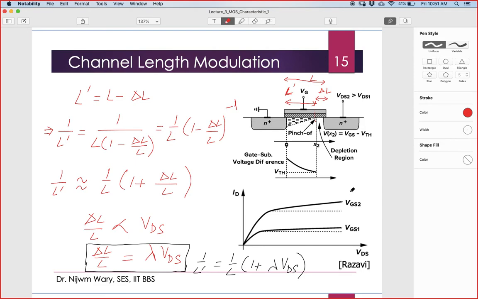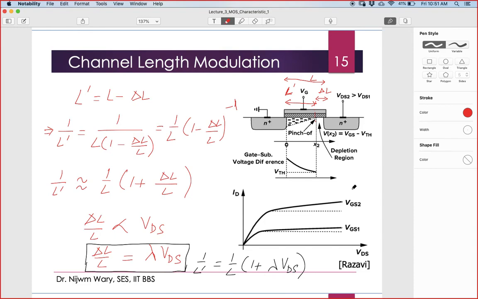Sir, first we have created the channel by applying VGS greater than VTH to flow the current. But again we start depleting the channel. If somehow we can deplete the whole channel after increasing VDS, then is there a current or not? There will be current. Sir, how? Because there is no channel.